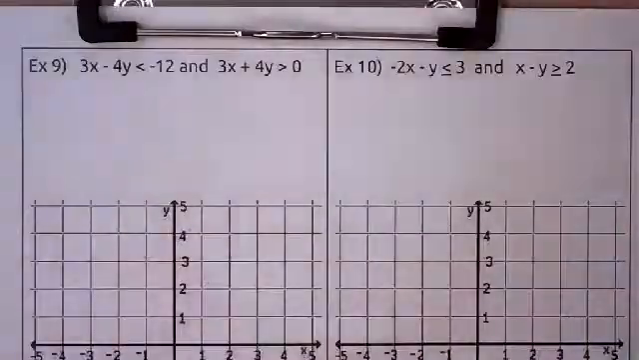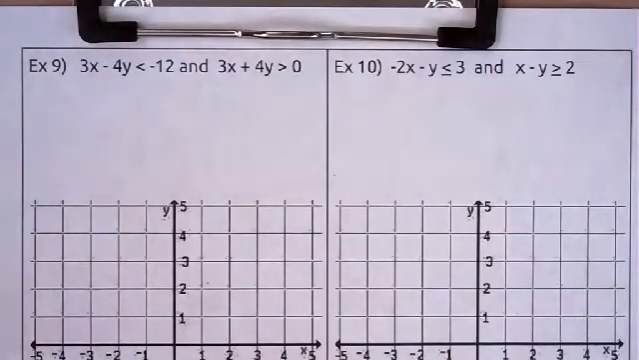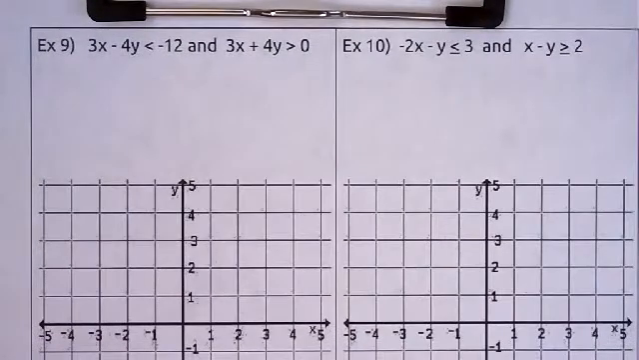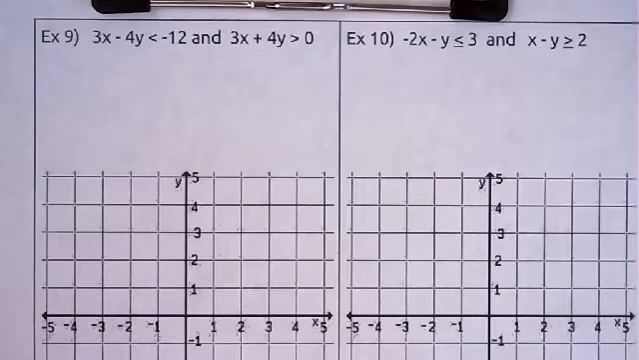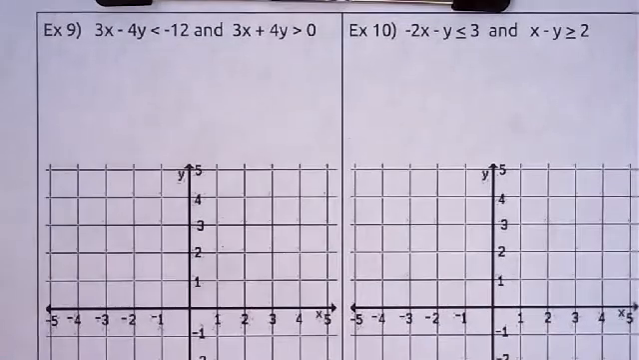Okay, so 9 through 11 are systems that are given to us in standard form. So the first thing we have to do is solve for y and put them in slope-intercept form, and then graph them just like we did with examples 5 through 8. So let's go ahead and start with number 9.